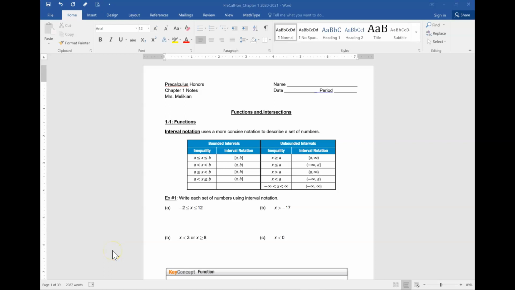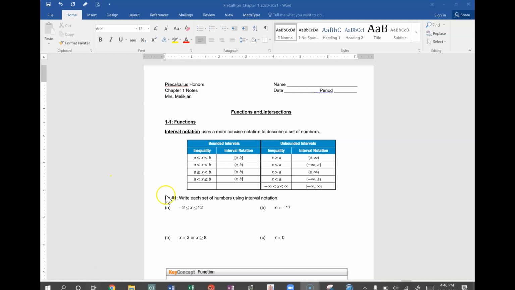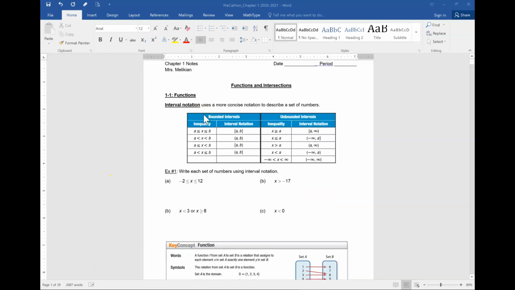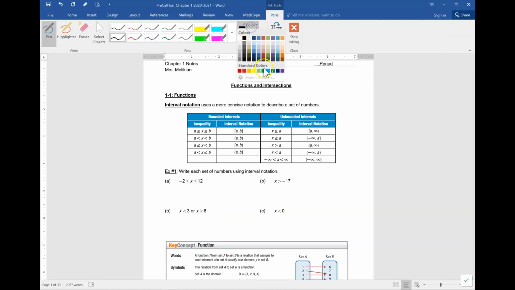Hey guys, this is section 1.1 and here we go. So here we're going to formally talk about interval notation, which we actually have been using. So let's go ahead and get started with the first few over here. This table describes how to convert between set notation, which you're used to, and inequalities, or the interval notation.